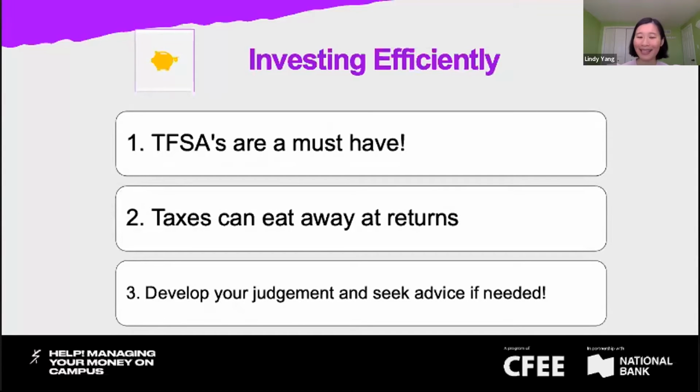So key takeaways for investing efficiently: open up a tax-free savings account. It will really help with tax savings and with your investing journey. Look into TFSAs, ask about them, and think about if they would really work for you.